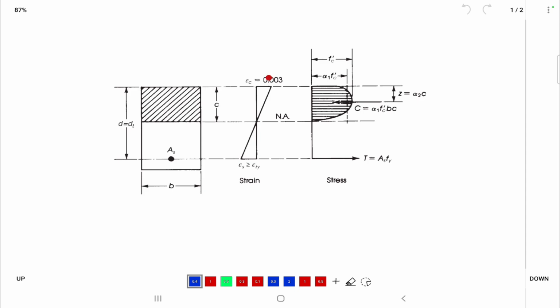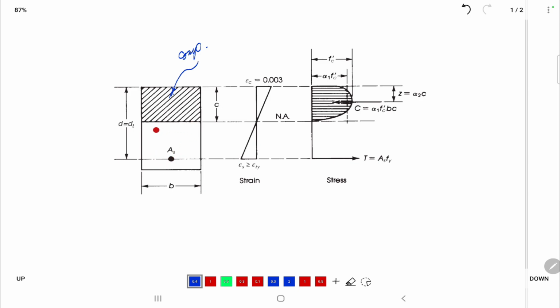So you see here it is the ultimate strain in concrete, to be taken as 0.0035. Sometimes in other codes they take 0.0035. So this concrete, which is hatched, is the concrete in compression. This one unhatched is the concrete in tension.